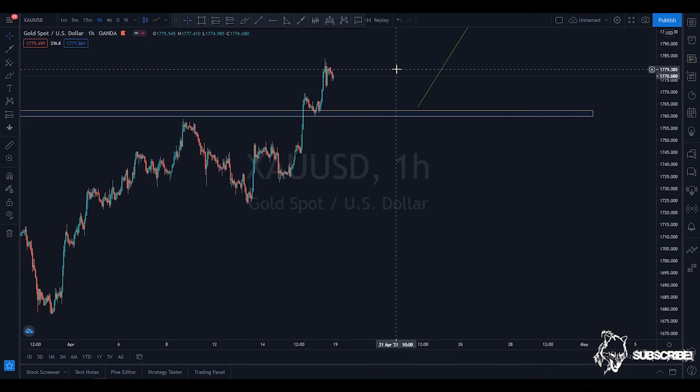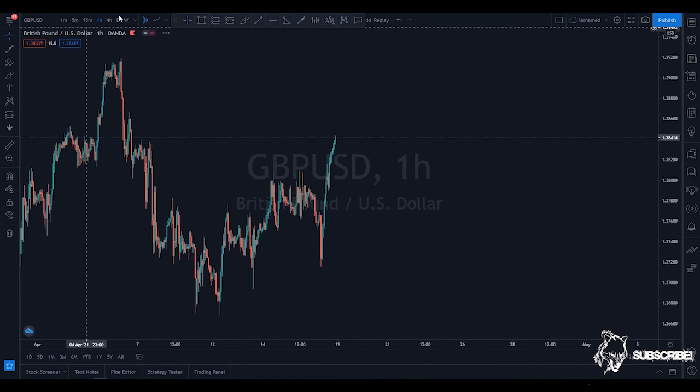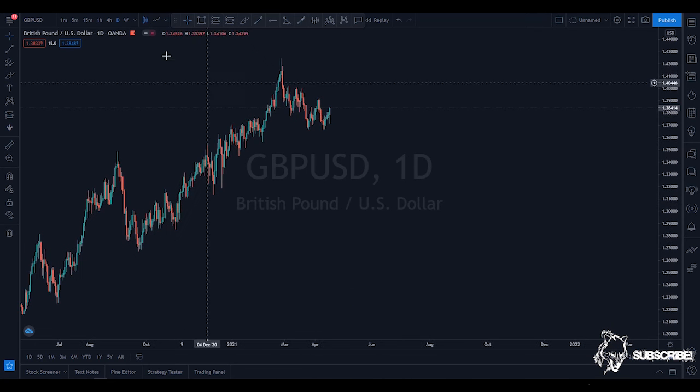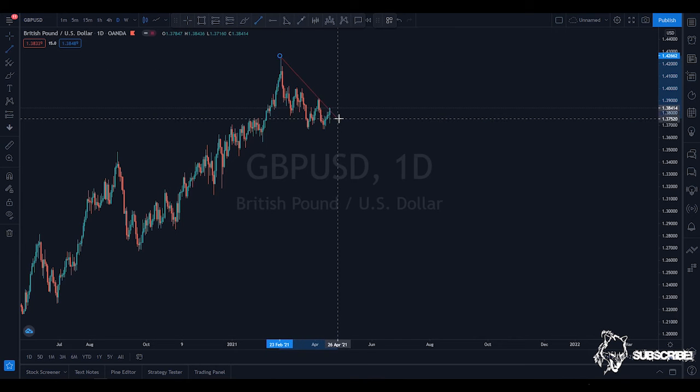So now let's jump on into GBPUSD. So now moving on to GBPUSD. Looking at GBPUSD, we can see here on our daily time frame an impulse move there, and then we had a correction, right? Then we had a correction there.